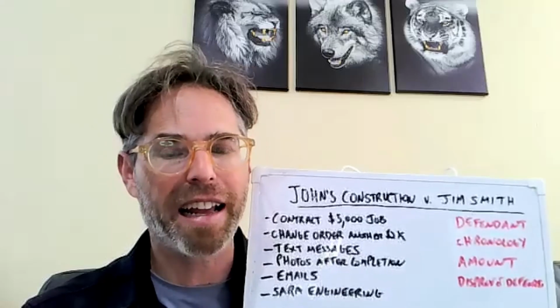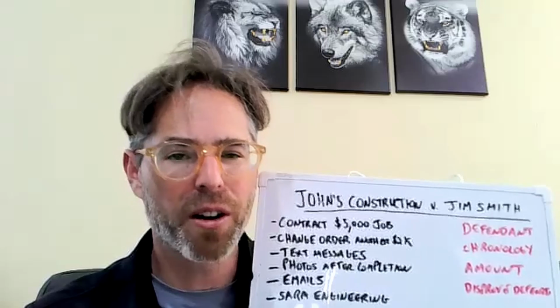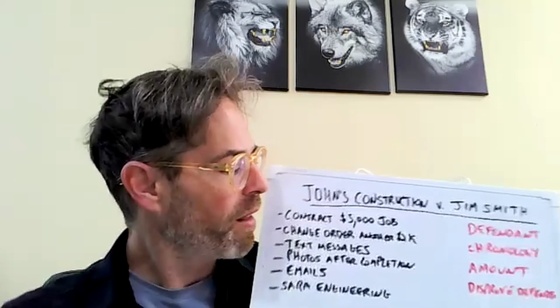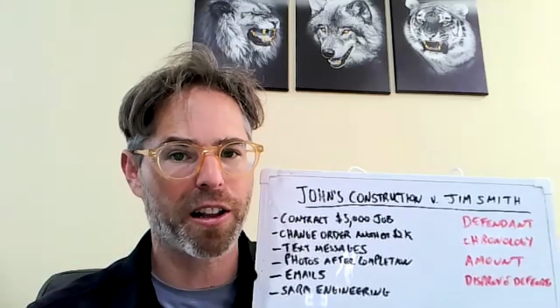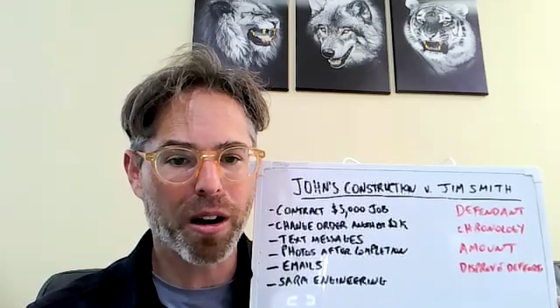Now, let's add in that there was a completion date. Let's say they entered into the contract on September 1st, and the completion date was October 1st. That's all written in the contract. It also specified the work that John's Construction was supposed to do for Jim Smith and the type of work that Jim Smith wanted.